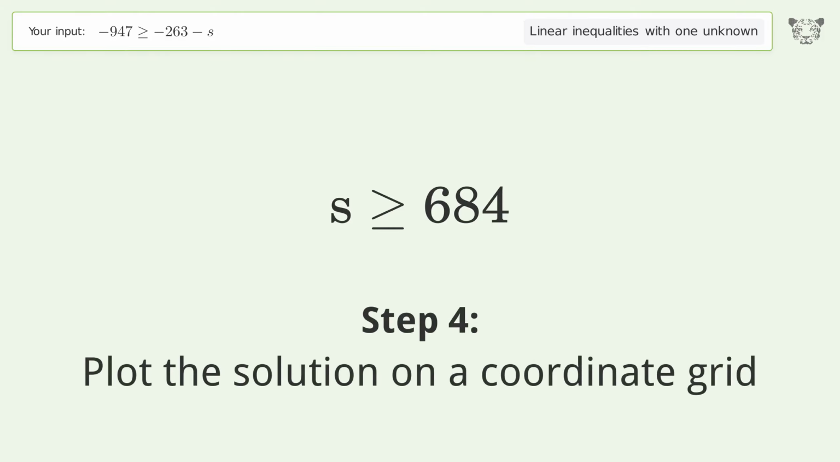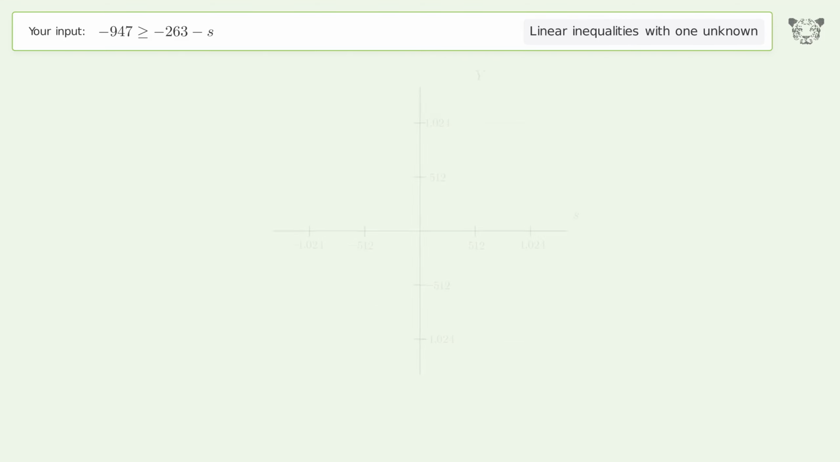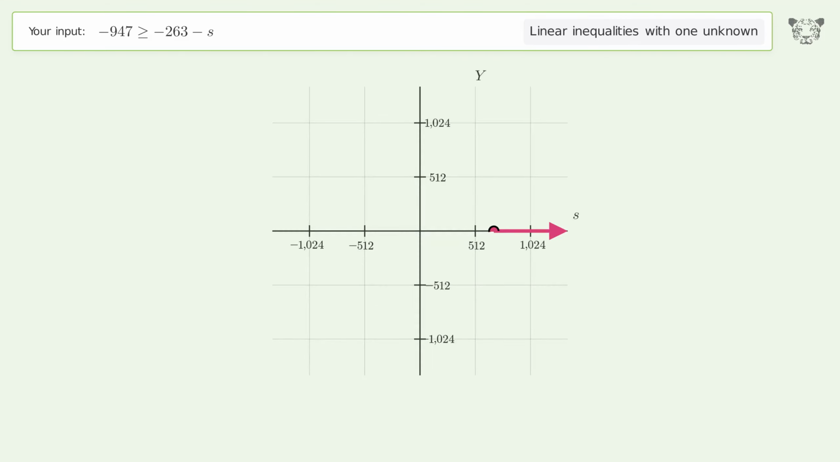Plot the solution on a coordinate grid. And so the final result is s equal or greater than 684.